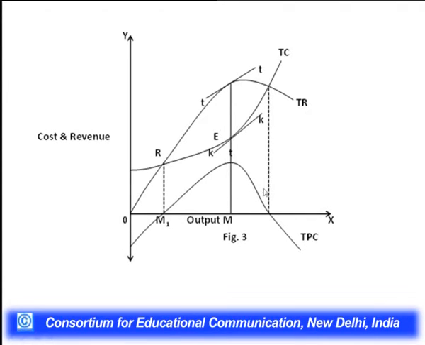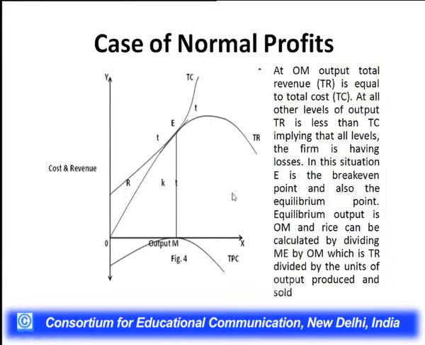In this case, price is not explicit, but we can find out the price by dividing TR by the output OM and can see what is the price charged by a monopolistic firm.